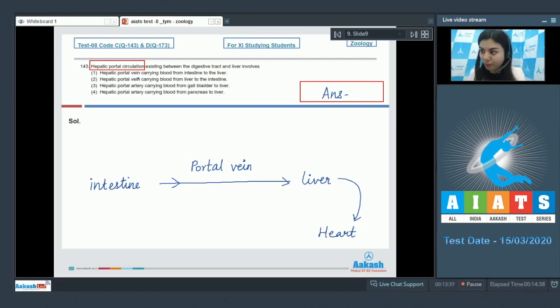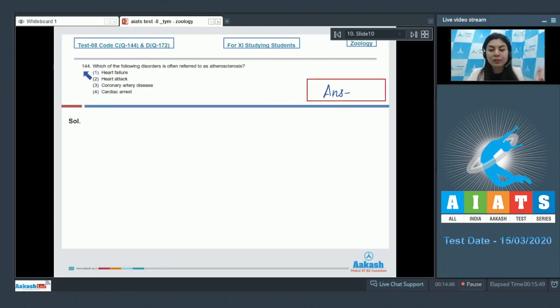The correct option would be option number 1. That is the vein carrying blood from intestine to the liver. That's the right answer. Option number 2, that carries blood from liver to the intestine, would be incorrect, and there's no such thing as hepatic portal artery, so that makes it incorrect. Correct answer is 1.